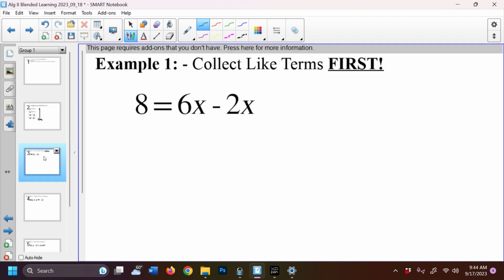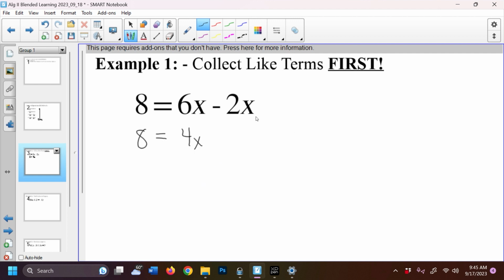The first one is fairly simple, but it is something that students often miss, and it is collecting your like terms first, especially if they're on the same side of the equation. So this first example, 8 is equal to 6x minus 2x. The first thing we're going to do is combine our like terms, and 6x and 2x are like terms. So 6 minus 2 will give me 8 is equal to 4x.